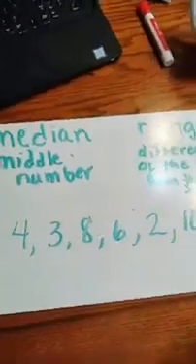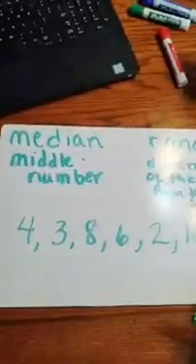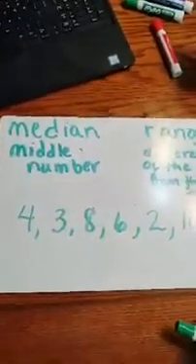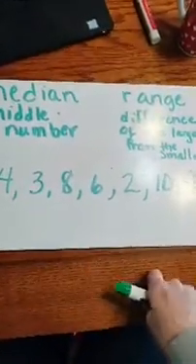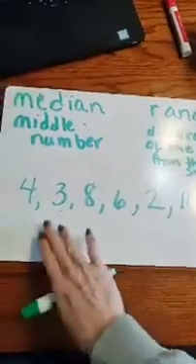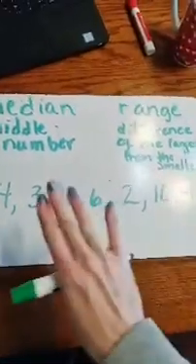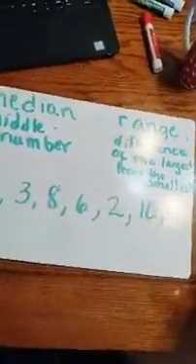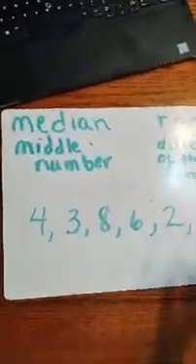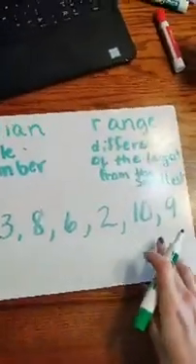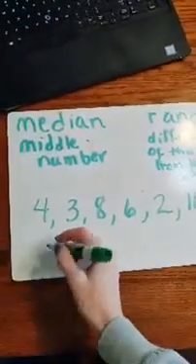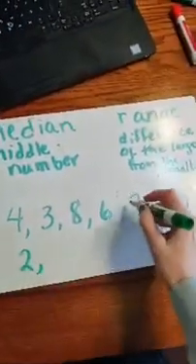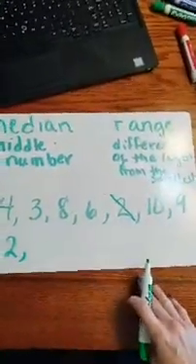Now something that's very important for median, since we're finding the middle number, is we have to put them in order. Now you can put them in order from greatest to least or least to greatest. Either way is fine. I like to go least to greatest, okay? So I'm going to get my smallest number here in this set, and I see my smallest number is 2, so it's going to go first, and I usually cross them out so I know I've used them.